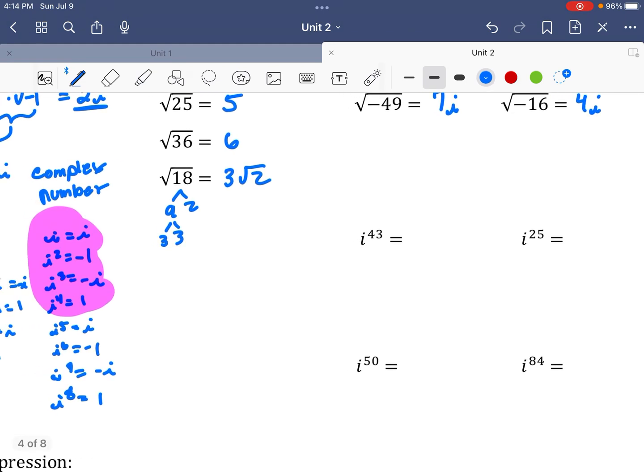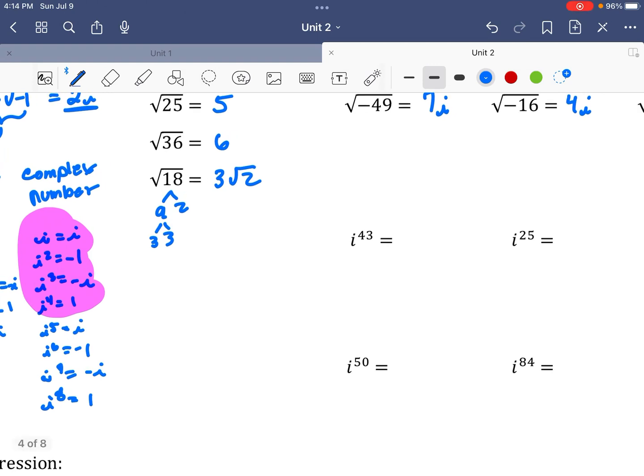So if you have i to the 43rd, the last multiple of 4 before 43 is i to the 40th. So this would be like saying you have i to the 40th times i to the 3rd. So you know i to the 40th, that's just a bunch of these multiplied together. It's i to the 4th times i to the 4th times i to the 4th, like 10 times. So that's just going to be 1 times 1 times 1, 10 times, so it's just 1. So this just turns into 1 times i to the 3rd. Well, i to the 3rd is negative i. Okay, so that's what i to the 43rd is.